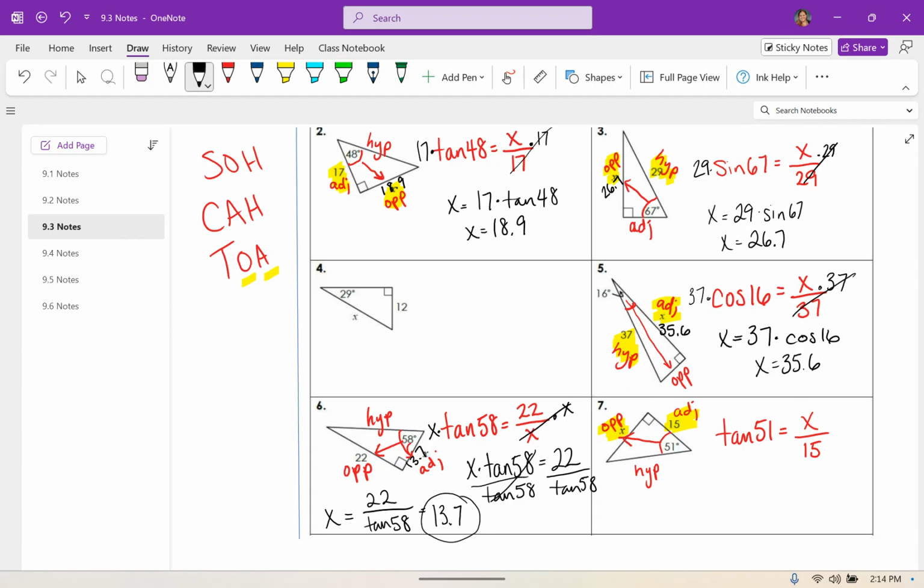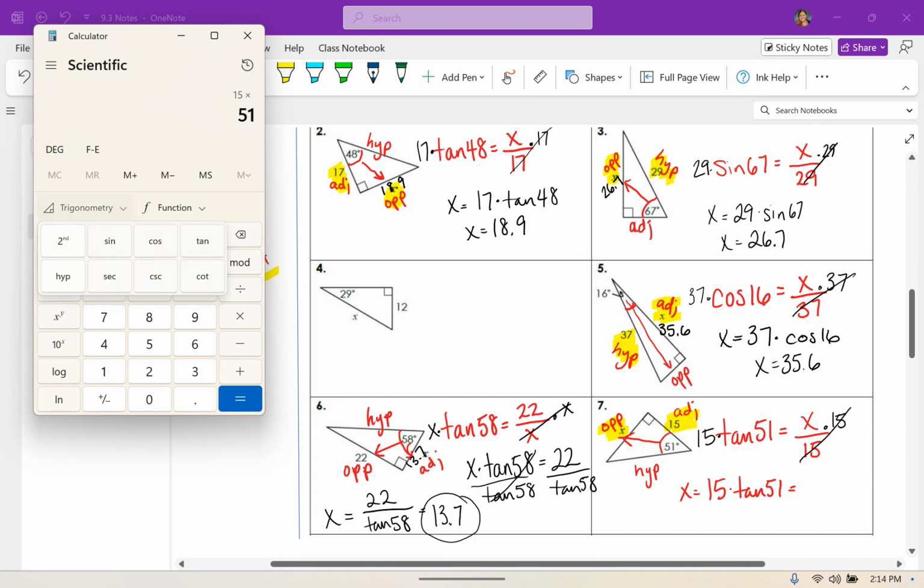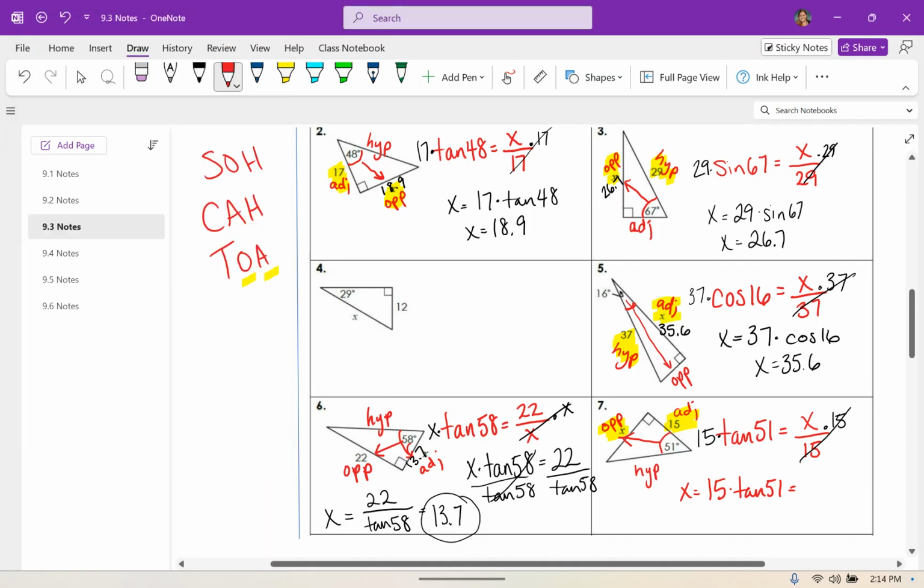We will solve for x. So x equals 15 times tangent of 51. Use our calculator. 15 times 51 tangent is 18.52, so about 18.5.